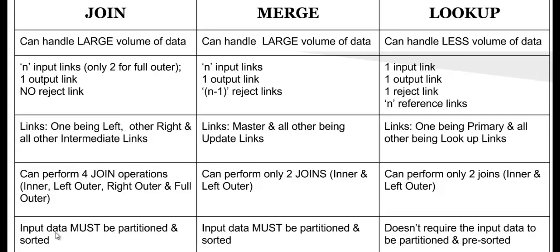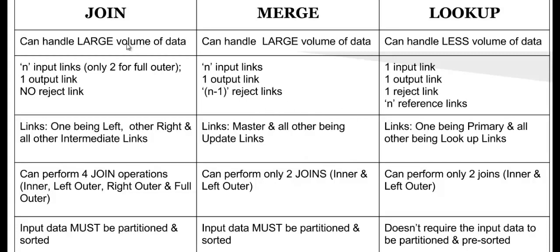And the other thing is, input data must be partitioned and sorted for join and merge stages, but lookup stage doesn't require the input data to be partitioned or pre-sorted, because even if it's partitioned or sorted, we obviously need to check every record for lookup, right? So it doesn't really make sense for sorting, because by default we're going to choose entire partitioning, and if it's already partitioned, it doesn't make sense, because obviously we're going to choose entire again. So that's pretty much the differences between join, merge and lookup stages. I'm pretty sure they're not going to ask anything more than this.